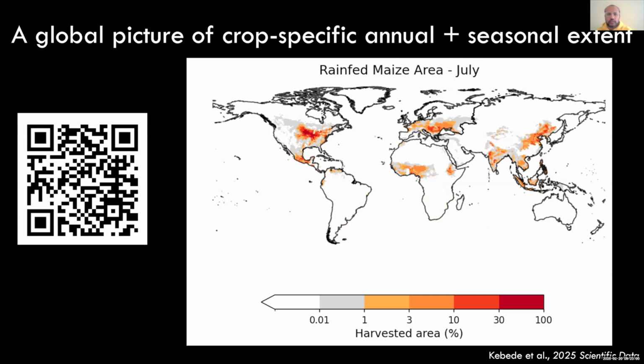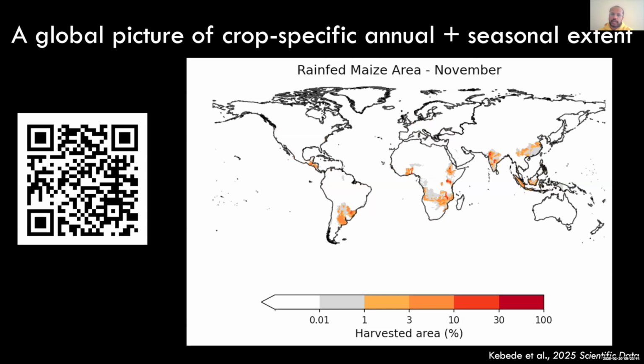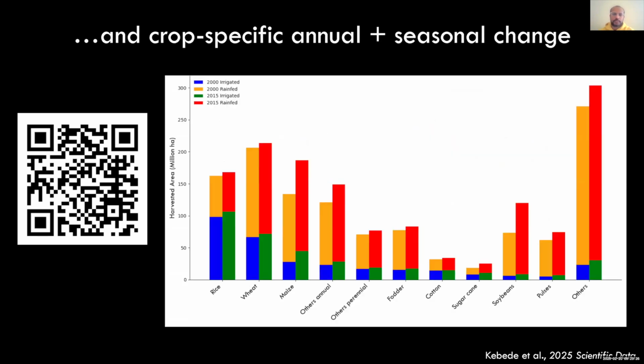One of the advantages of our data set is that we provide a fine-scale temporal resolution data set, at a monthly scale, which enables us to identify the temporal patterns of cropping that change from region to region. For example, this is rain-fed maize, which shows a growing pattern that changes from the tropics to the northern hemisphere. Generally, we saw that the irrigated area globally increased by 13%, and the rain-fed area increased by 15%.